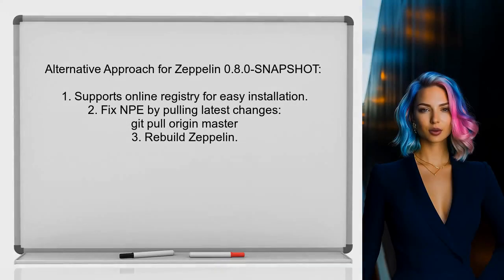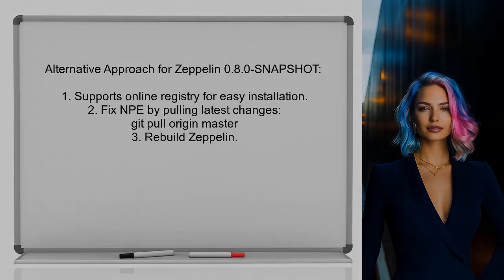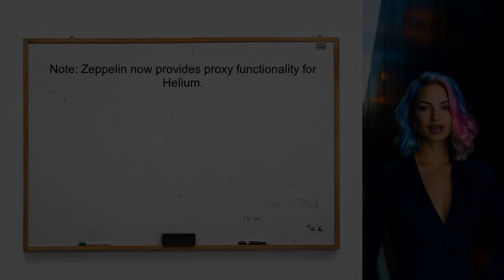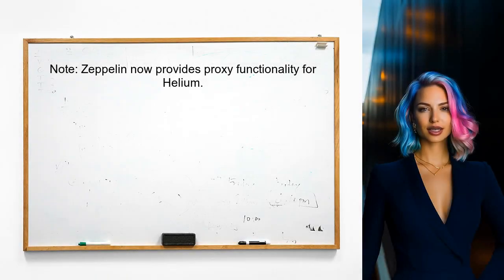For Zeppelin version 0.8.0 snapshot, it supports the online registry, allowing for easier installation without prior setup. If you encounter a null pointer exception, it can be resolved by pulling the latest changes from the repository and rebuilding Zeppelin. Additionally, Zeppelin now offers proxy functionality for Helium, which can enhance your experience.